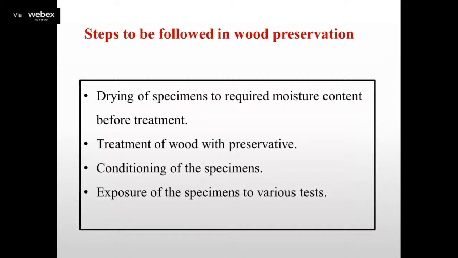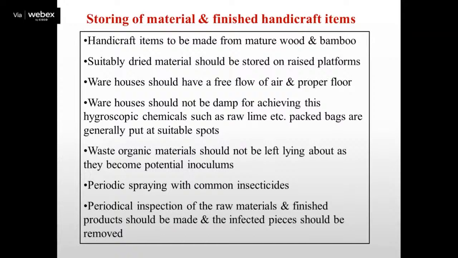So the steps to be followed in wood preservation treatment are, first, drying of the specimens to the required moisture content before treatment. If it is in green condition, we can start the treatment right after felling itself. For dry wood, we have to dry it to a proper moisture content. The second step is treatment of the wood with the preservatives. The third step is conditioning of the specimens for the fixation of the preservative chemicals. And then exposure of the specimens to various tests, to check whether it has taken up the preservative or not. After all these things, the preservation treatment is over.